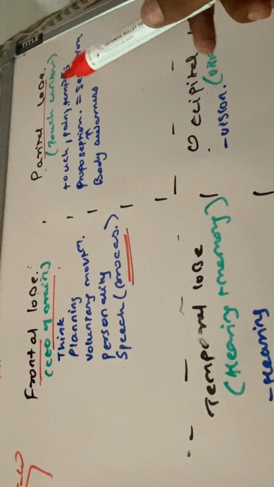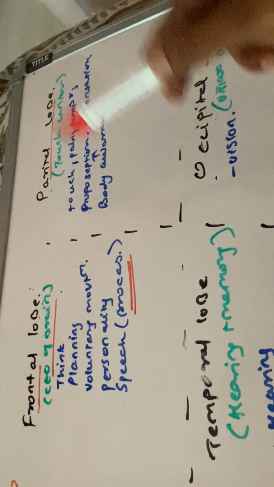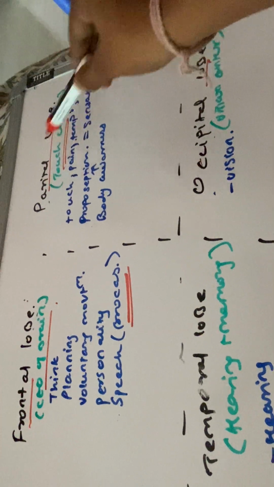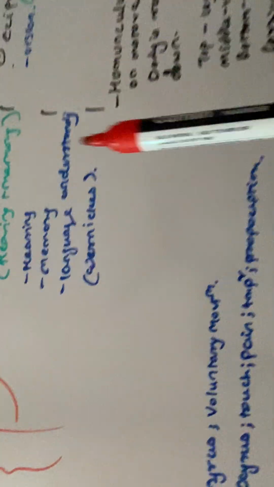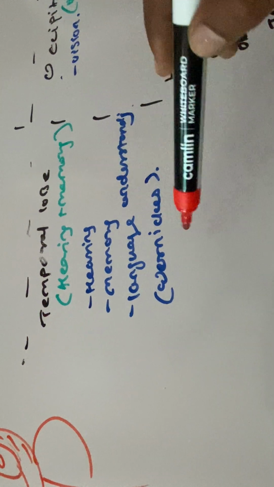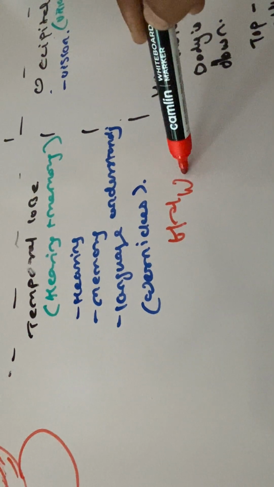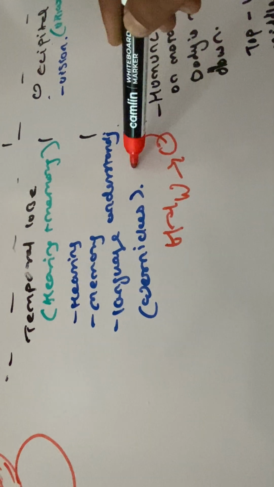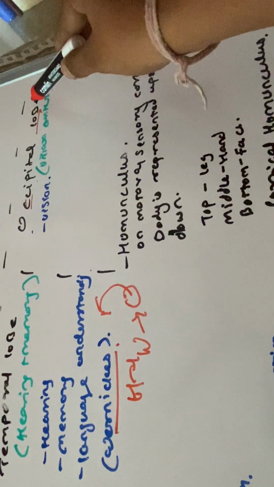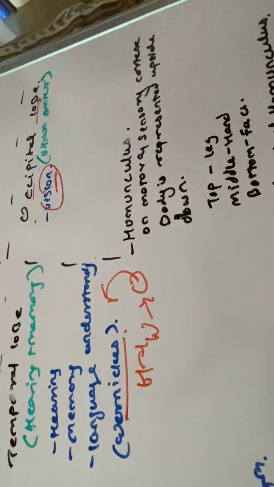Okay, parietal lobe is the touch, pain, temperature, proprioception, which is sensation and body awareness. The touch center is our parietal lobe. Coming to temporal lobe is hearing, memory. Okay, we hear music. Okay, then we memorize. We hear in which language, we understand it, which is Wernicke's area. Occipital lobe. Occipital is the visual center, which is vision.